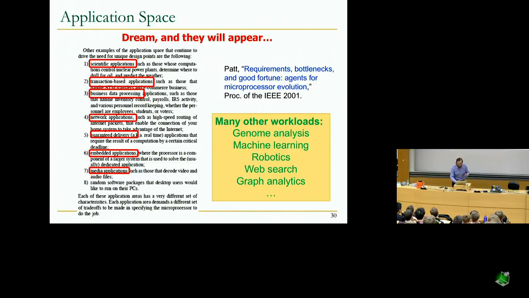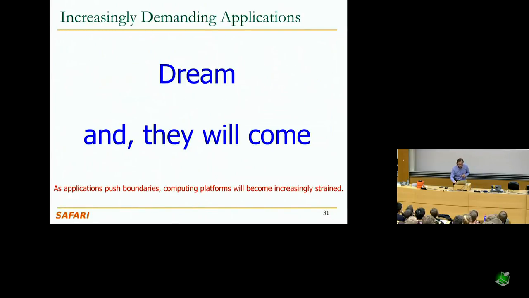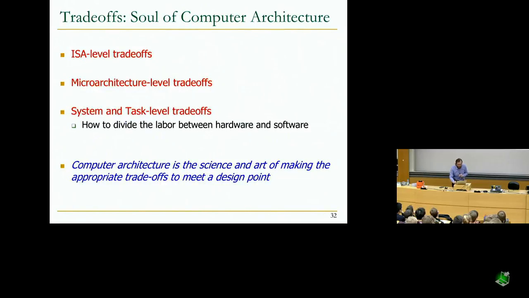Clearly, you can, for example, design a specific accelerator for genome analysis. If you do that, you know your application really well, and you can customize your ISA as well as your microarchitecture much better. But clearly, we have increasingly demanding applications, and this is a slide from a previous lecture.